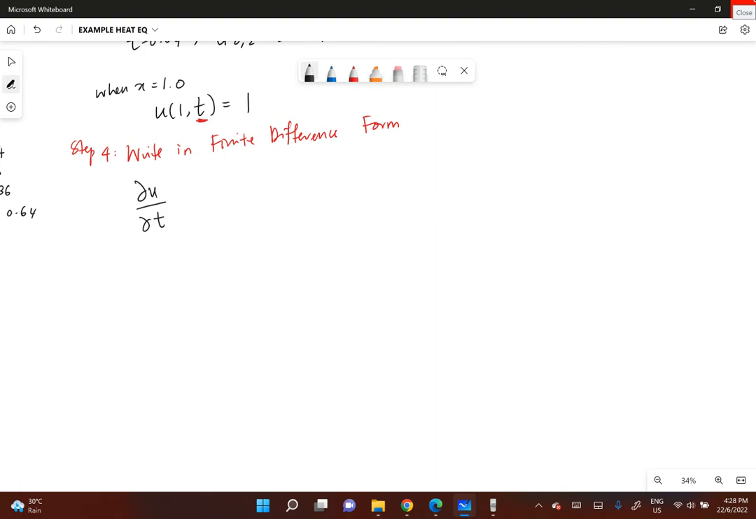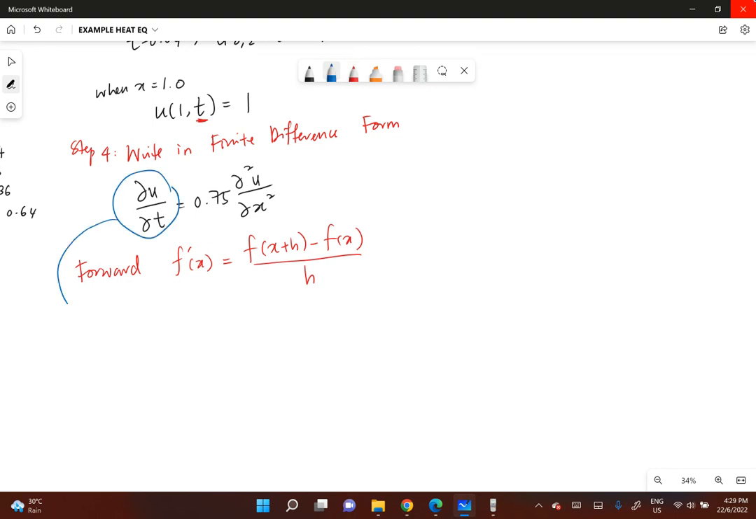del u, del t equal to 0.7, del squared u, del x squared. Okay, so you remember last class that I taught you, if let's say this one, the partial derivative of u with respect to t, we can use forward, backward, or central, right? This one, for the heat equation, we have to use forward. 2-point forward equations. So remember, in chapter 5, you learned numerical differentiation. This one is forward. That means f(x plus h) minus f(x), this one. Remember this one. Okay, so now we have to change this one into the finite difference form.